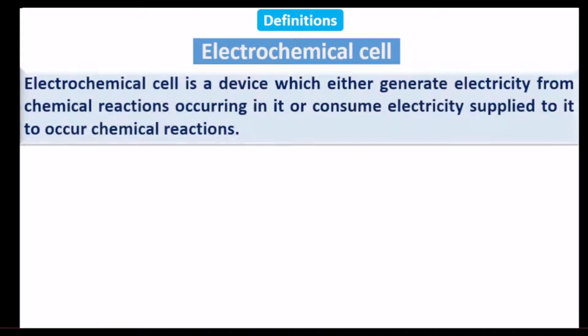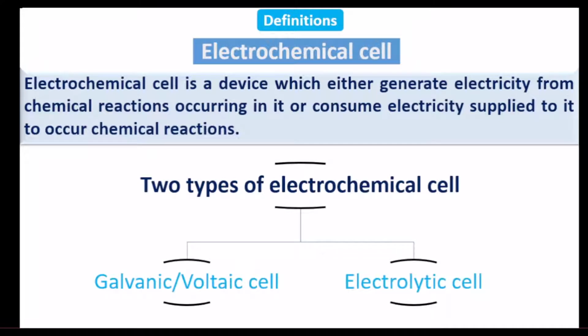So let's define the electrochemical cell. It is a device which either generates electricity from the chemical reactions occurring in it, or consumes electricity supplied to it to cause chemical reactions to occur. That means the electrochemical cell will either generate electricity or consume electricity. The types of electrochemical cell are the galvanic or voltaic cell, and the electrolytic cell. So let's define them further.